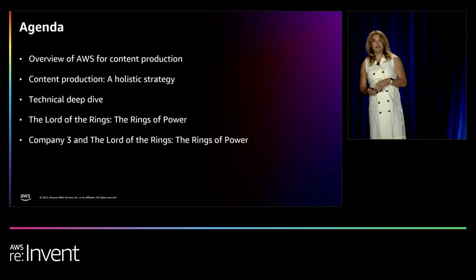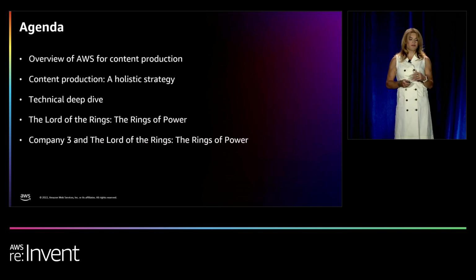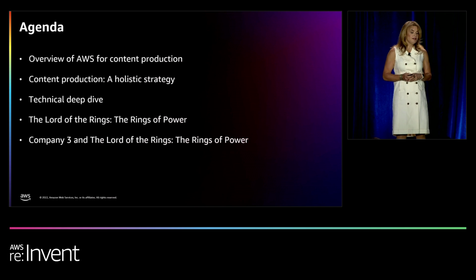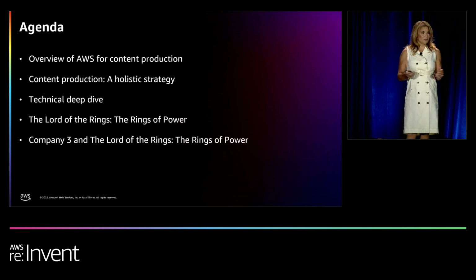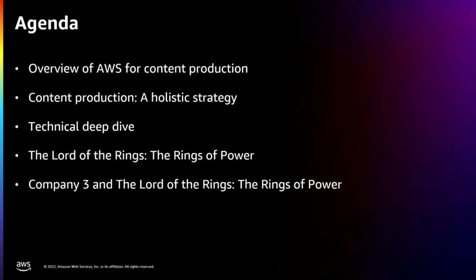And so today I'm going to give you a little overview of content production for AWS and walk through some best practices and our holistic strategy surrounding moving content production workloads to the cloud. Then we're going to do a bit of a technical deep dive of some of the things that we've released this year. And then what you are all waiting for, The Lord of the Rings of Power, followed up by Company 3 and their work on the show.